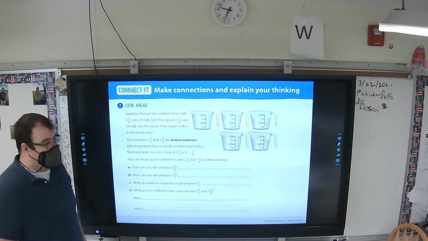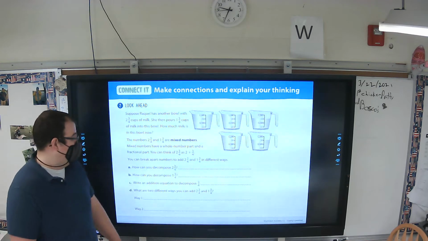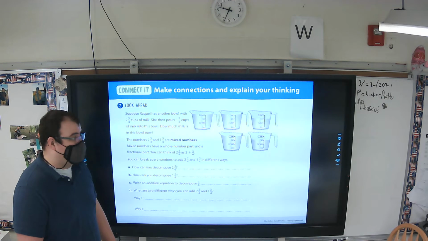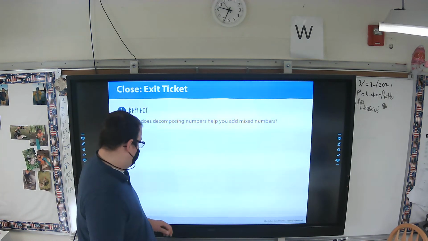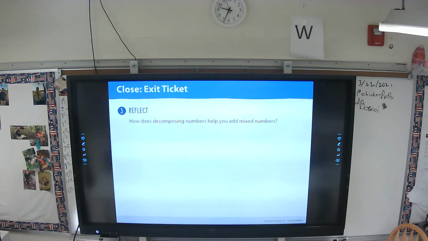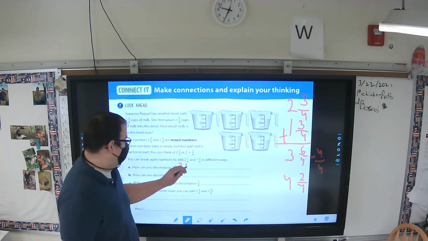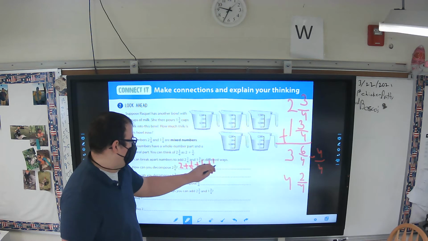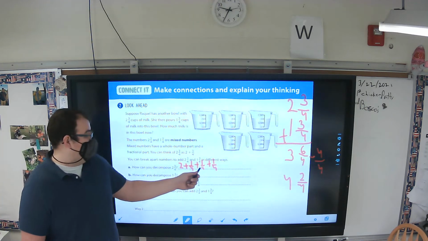So how can you decompose 2 3/4? You're not subtracting anything, we're decomposing them. Watch this. Why can't I do this? 2 plus 1/4 plus 1/4 plus 1/4. Is that decomposed?